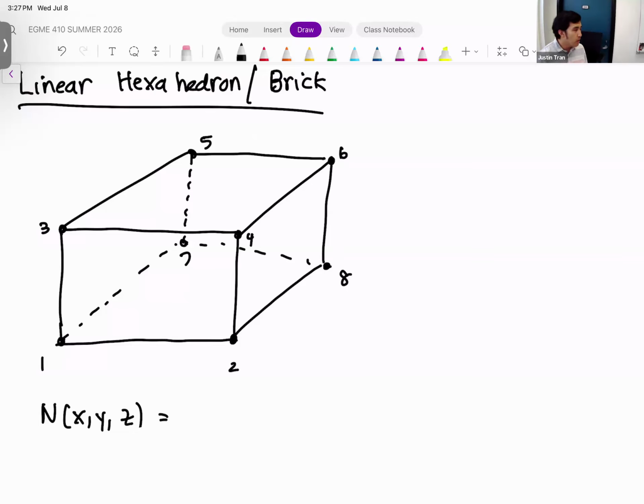And remember that for a linear hexahedron, our shape function could only have linear terms. We may have pseudo-linear terms, in fact we definitely will, but there are going to be no quadratic terms, so no x squared, y squared, or z squared. So we start with the pure linear terms, and so we have a0 plus a1x plus a2y plus a3z.